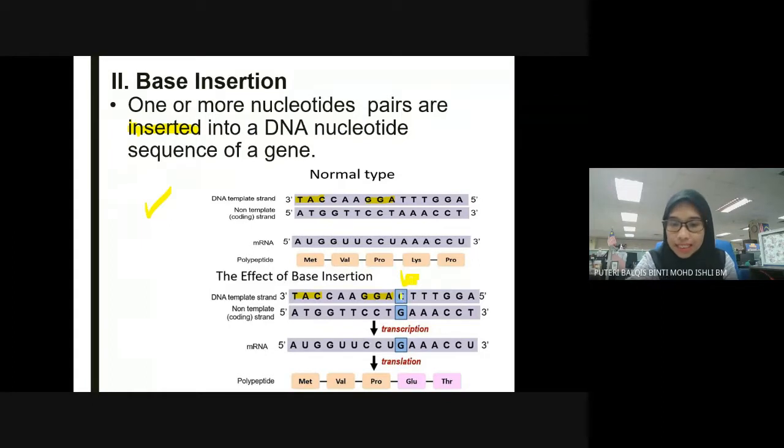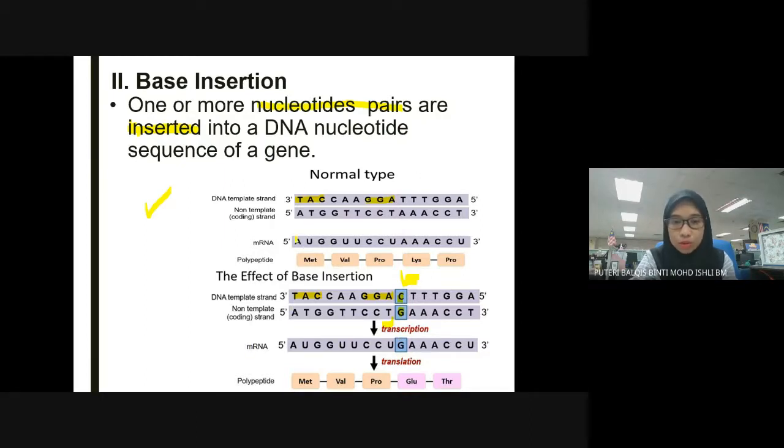So bila dia inserted C, dia akan insertkan dia punya pair juga. Sebab itulah kita panggil nucleotide pair. Sebab dia tak masukkan seorang-seorang. Dia akan masuk dalam bentuk couple, dalam bentuk pair. So C and G. Okay, C and G. So dia insert C and then dia akan insert G. So what happens is, okay, it will produce different mRNA.